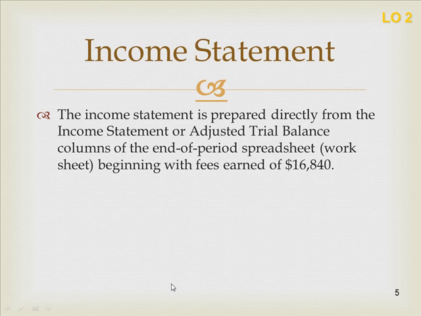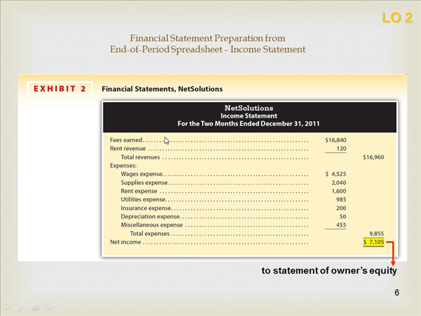The income statement is prepared directly from the income statement or adjusted trial balance columns of the end of period worksheet. Beginning with fees earned, in this particular case, $16,840. So for net solutions, we're going to prepare an income statement for the 2 months ended December 31st, 2011. The fees earned was $16,840. You can get this information directly from your textbook, where it shows the information from the ledgers or from the worksheet. Rent revenue was $120, so we're going to net the two revenue accounts together for total revenues of $16,960.